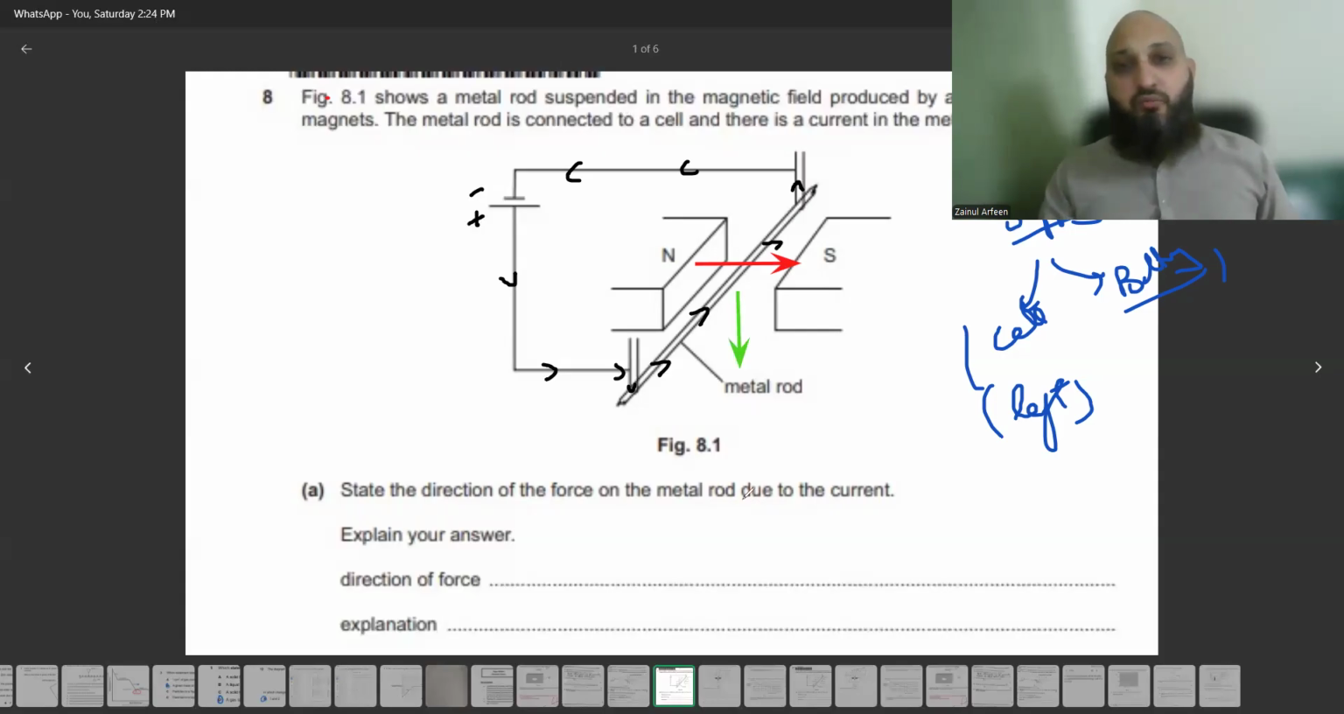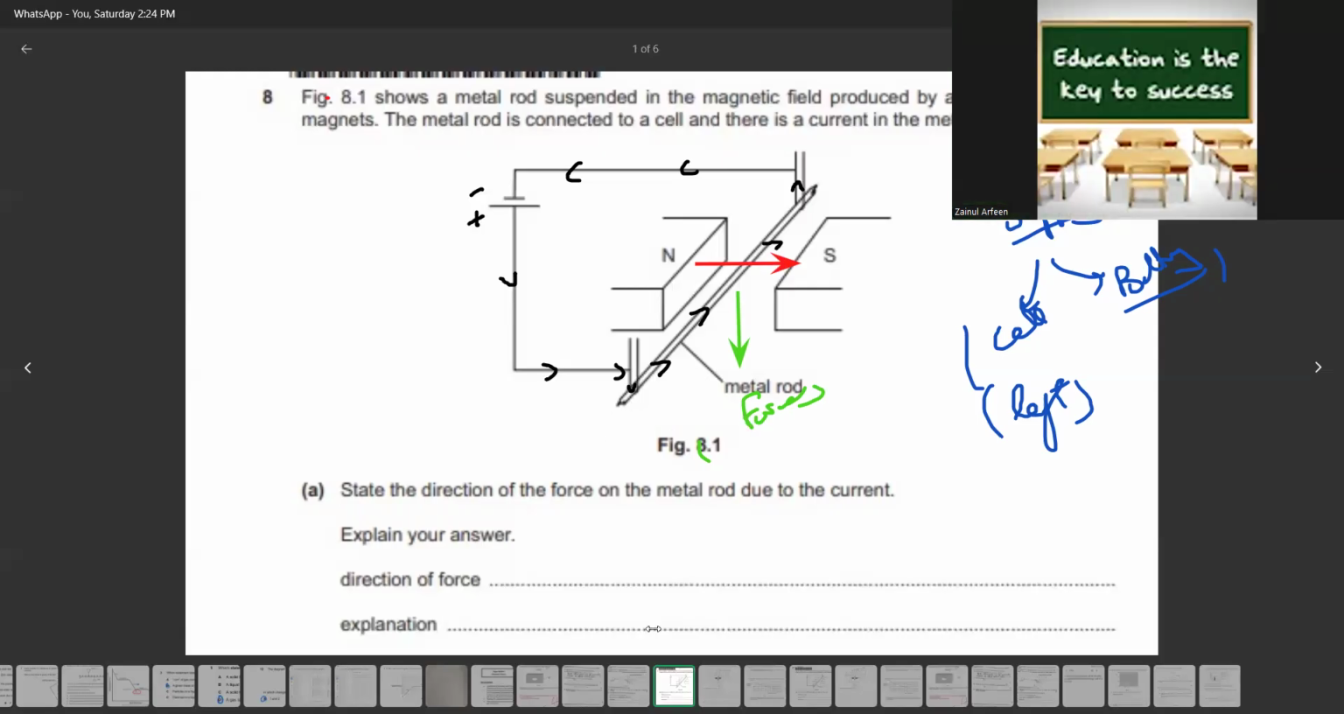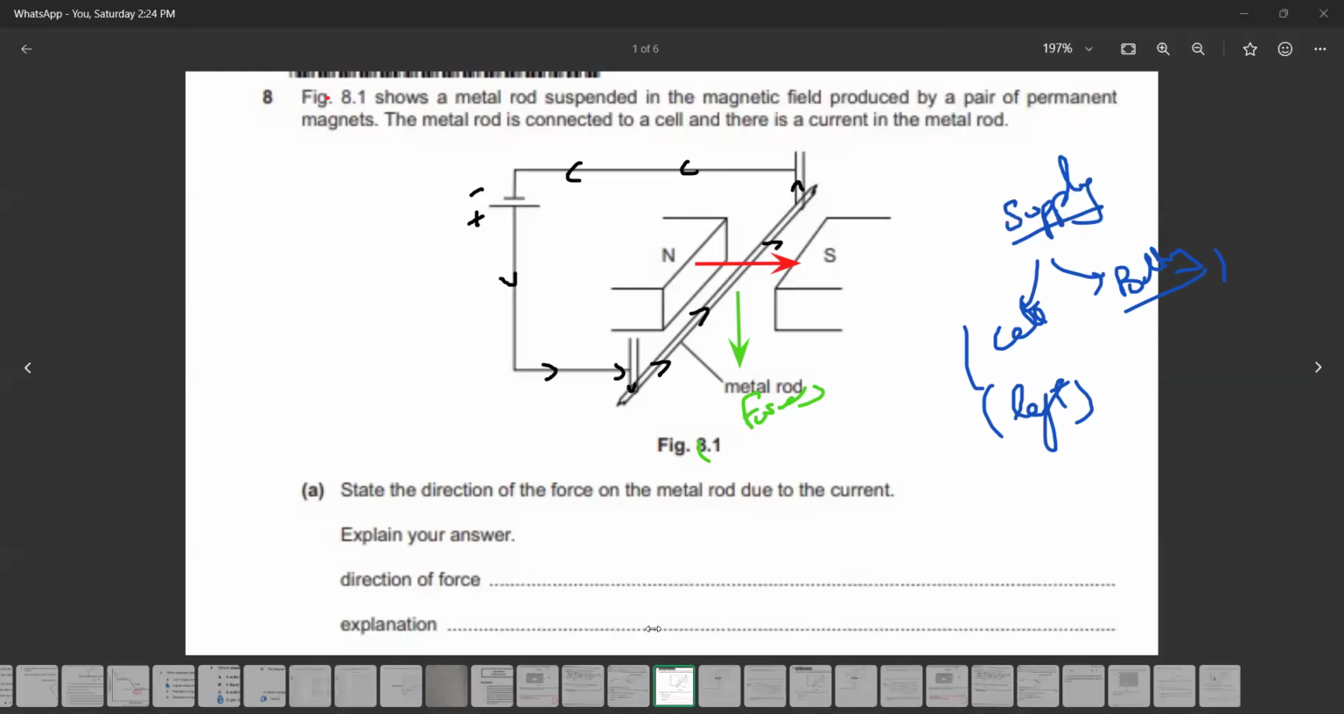And how will I know which rule I have to use, the left or the right hand rule? If you see a power supply in the question, then you will use the left hand. If you don't see any power supply, like you see a wire and a magnet, and there's an induced current, then you will use your right hand. In this case, when we apply the left hand, the direction of the force is downwards.